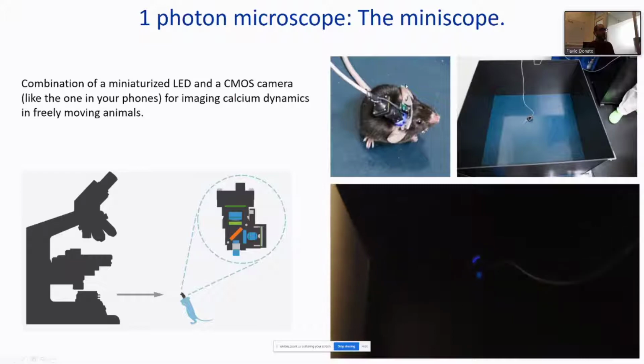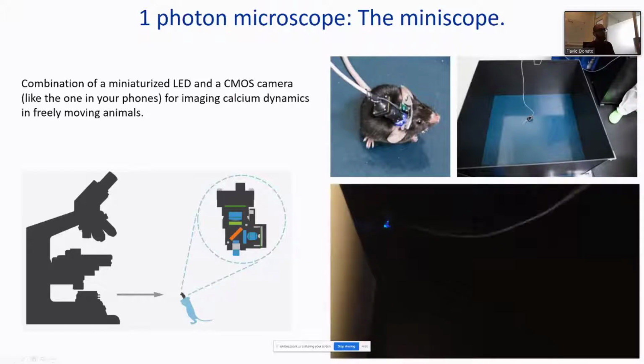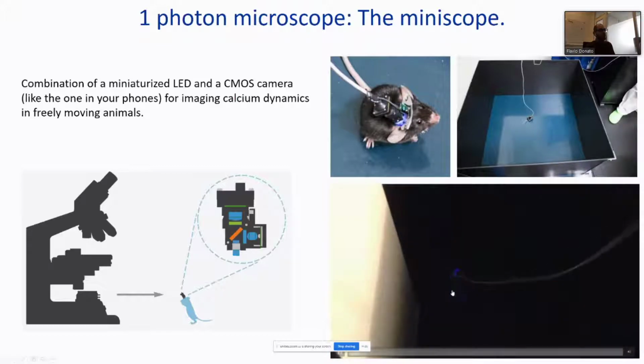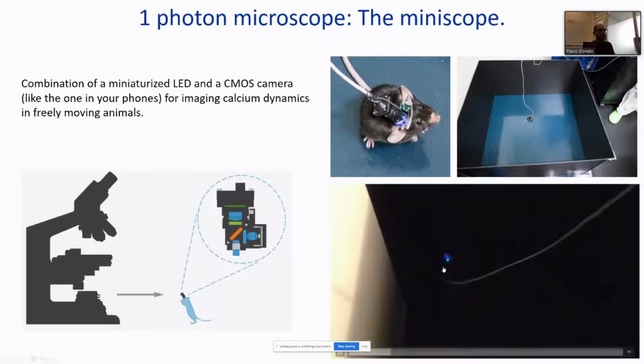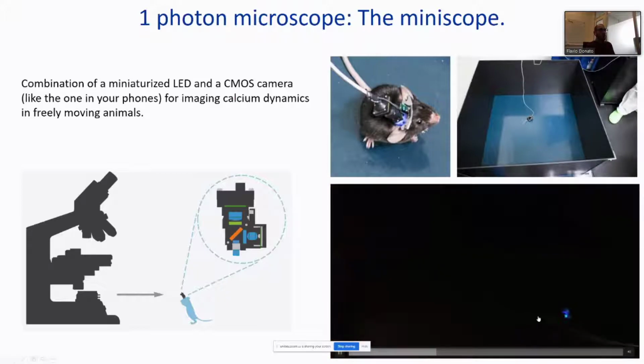You see here one of the animals that I recorded when I was doing my postdoc, but we do have the same here in the lab, in which the small miniscope is actually fixed on the head of the animal. The animal is moving in a big box of 1 meter by 1 meter. And here you see the movement in real space. The animal is moving. You see here the LED that excites the neurons and that makes you able to record activity of individual neurons while the animal is freely moving.